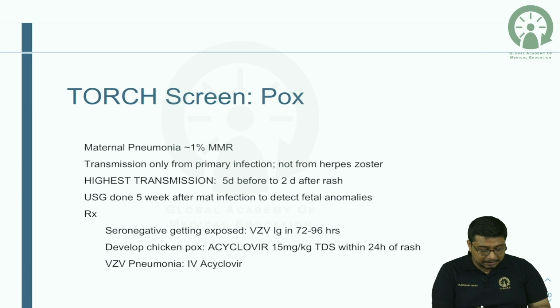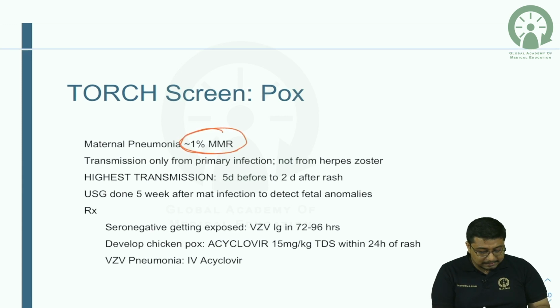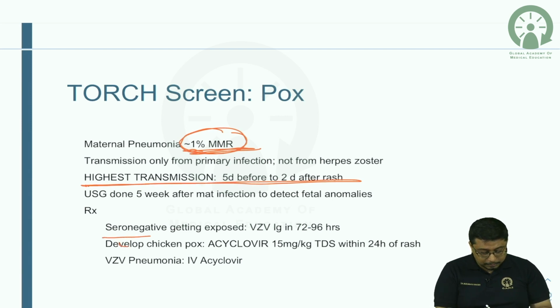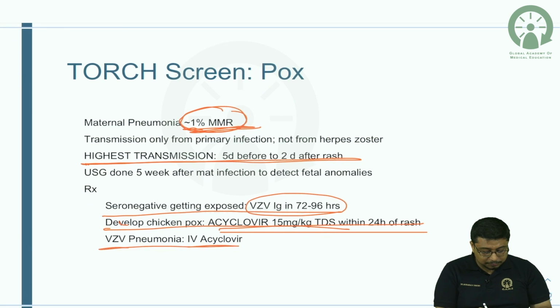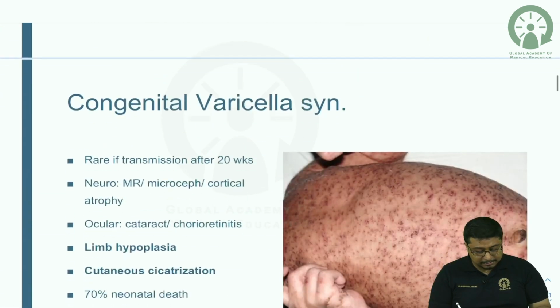So the next one, pox. Pox is a very severe infection in the mother, leads to around 1% of total maternal mortality, and highest transmission is seen from 5 days before to 2 days after rash. So if the mother is seronegative, then the mother should receive varicella zoster immunoglobulin. If the, I'm sorry, the baby, if the baby is developing chicken pox, then acyclovir should be started, and if there is VZV pneumonia, IV acyclovir is needed.